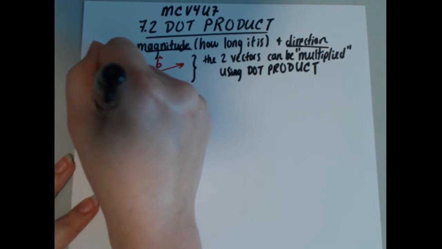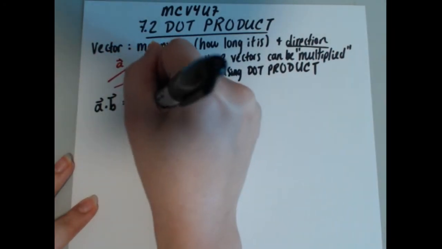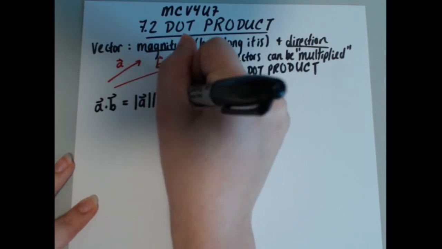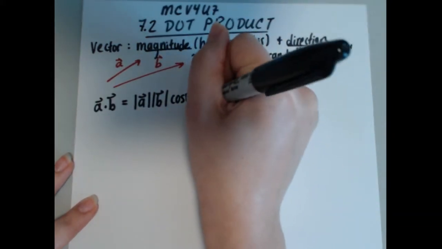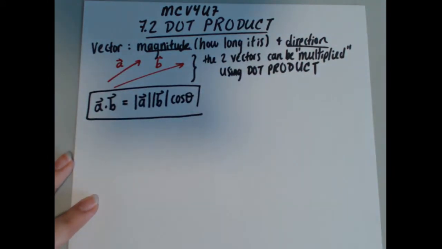So A dot B is equal to the magnitude of A times the magnitude of B times cosine of the angle between A and B. So that is the formula for dot product.